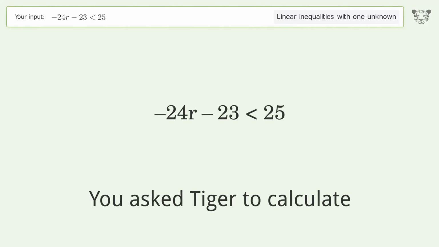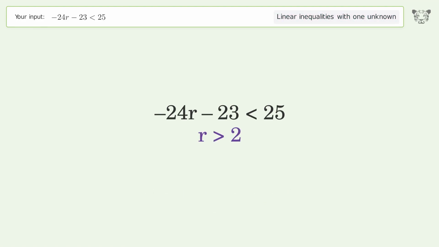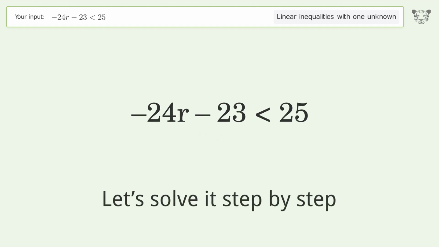You ask Tiger to calculate. This deals with linear inequalities with one unknown. The final result is r greater than -2. Let's solve it step by step.